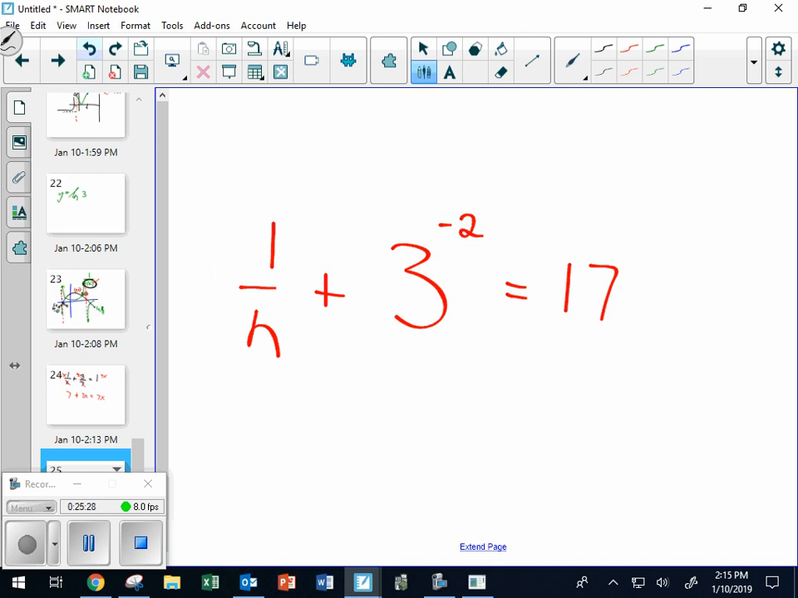Would you all, please, for a moment, write down what you think 3 to the negative 2 is? Write this down. Turn it my way. I will tell you if you've got it right. 3 to the negative 2. Just actually multiply it all out and get me a simple number.